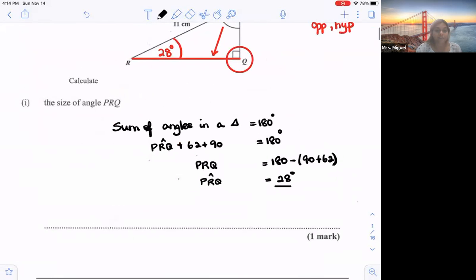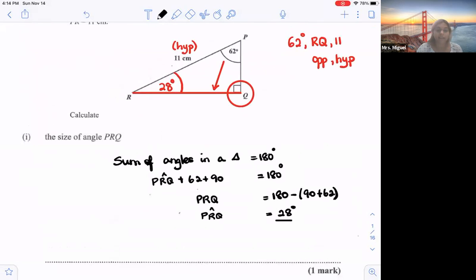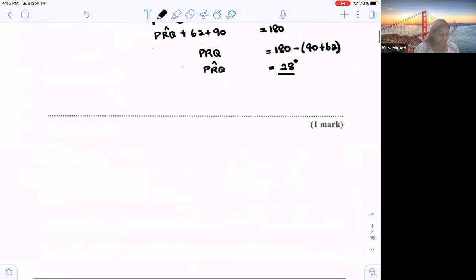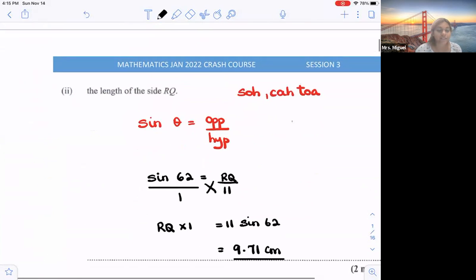There wasn't anything difficult to find the angle at R. How do I know it is the angle at R? Because R is the letter that is in the middle. So if we know the angle at P and the angle at Q, we can find the angle at R by adding those two angles and subtracting it from 180. That will give us 28 degrees. To find the length of side RQ, we simply have to use one of the trig ratios. The trig ratio that I will use is based on what information is given in the question.